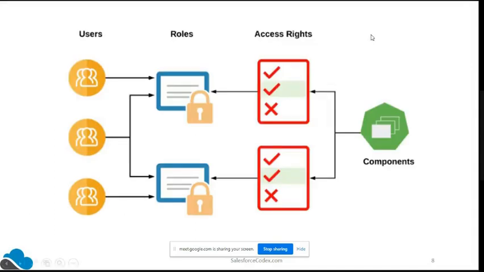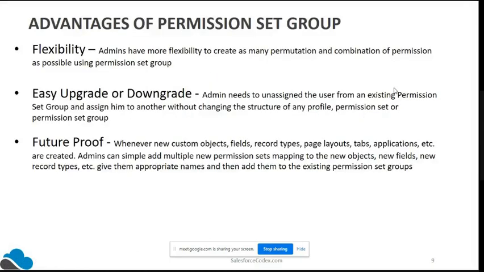Okay, so this is a pictorial diagram of generally how, based upon different roles, we'll be adding users. Okay, and access, how we are trying to give different users different access, and for different components we are trying to add them in a particular permission set. Okay, just for understanding I have added one more bit.